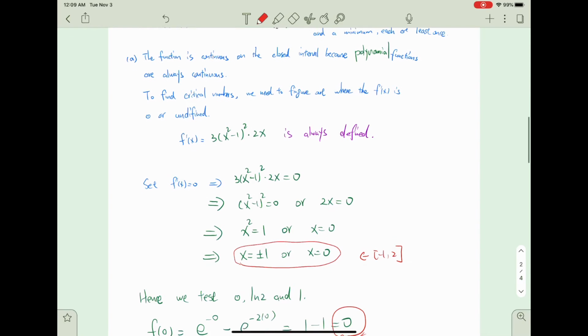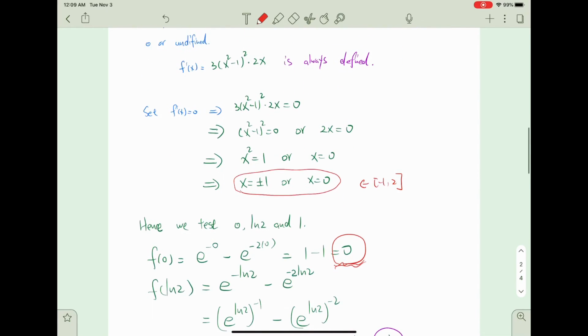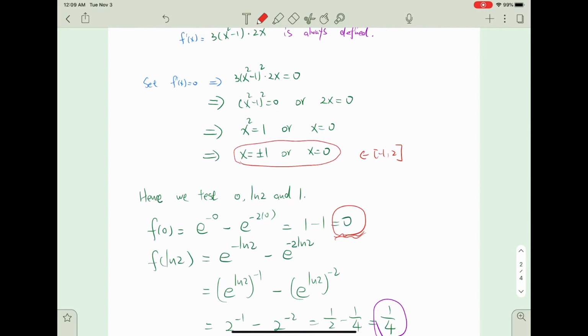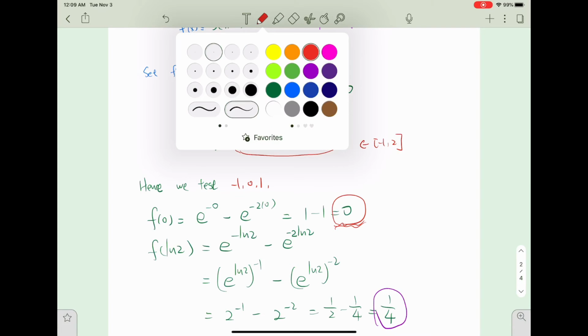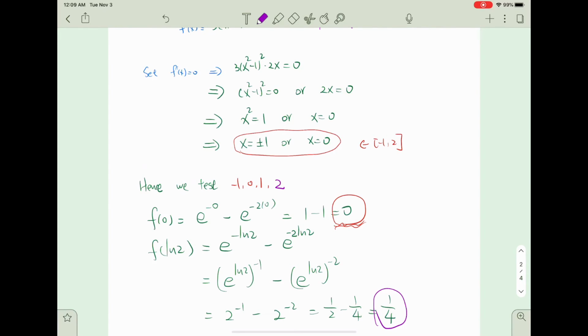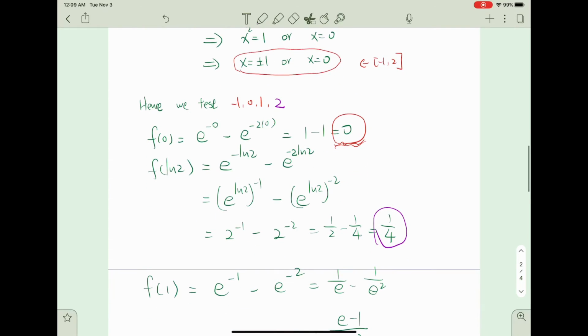So we need to test the critical numbers as well as the endpoints. So you can see that in this case we have actually 4 points to test, right? So we need to test all the critical numbers. We need to test, in this case, negative 1, 0, 1, and the other endpoint, which is 2, right? So we need to test these numbers. So let's do them.